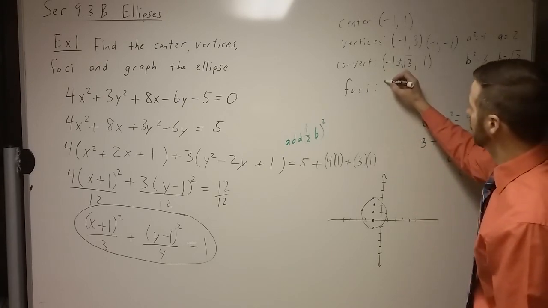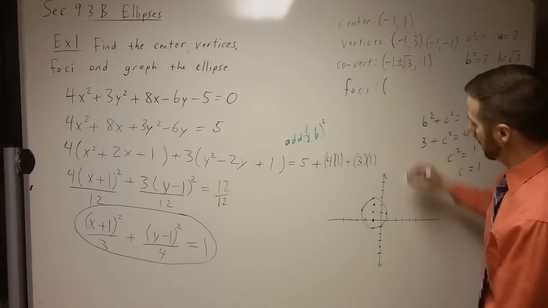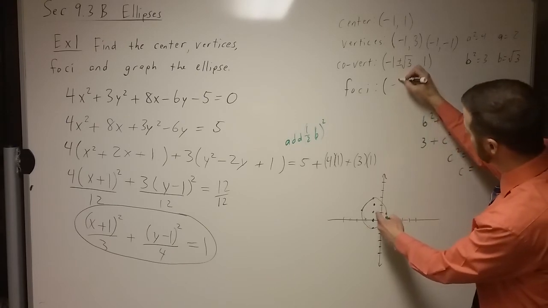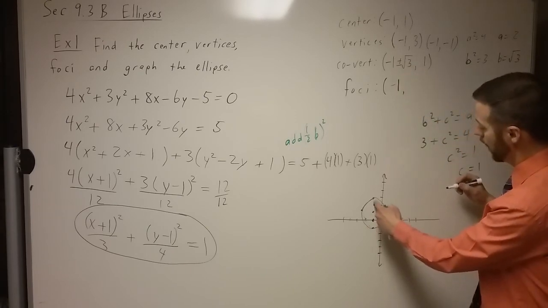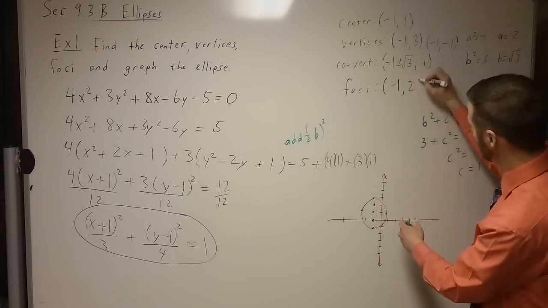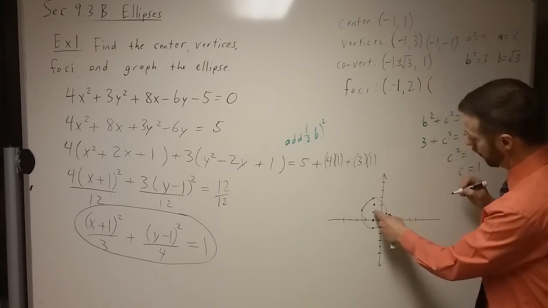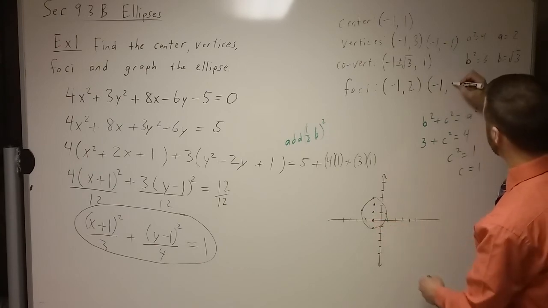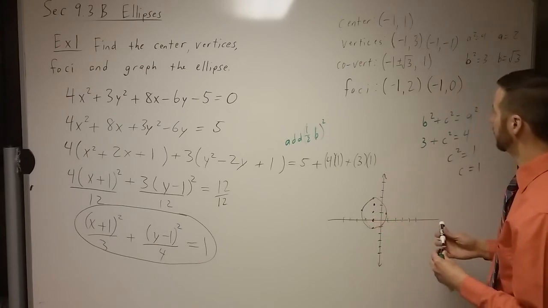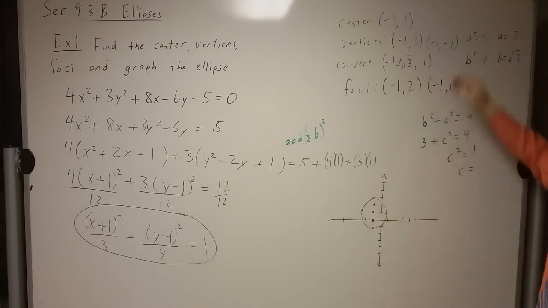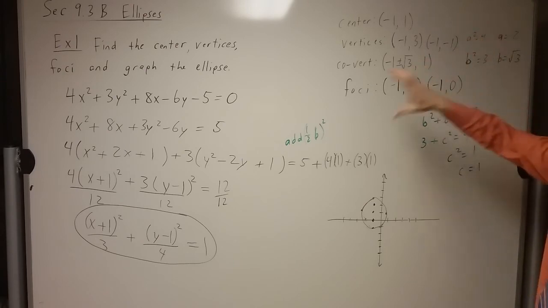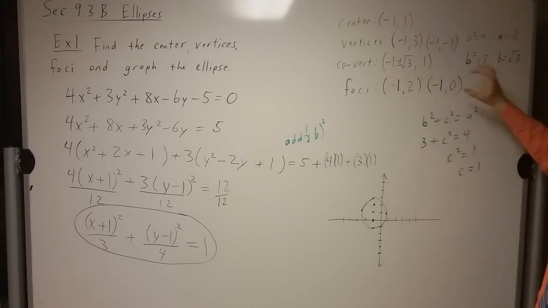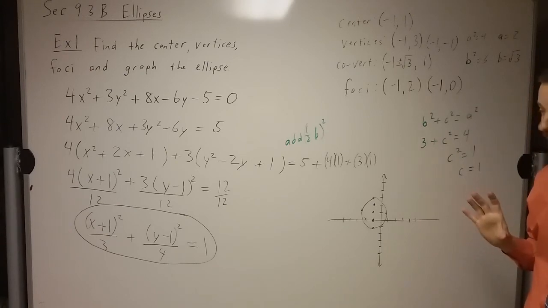And so to find these coordinates, I'm going to go over to -1, then I'm going to go up 1 from there, which puts me at 2. And then I'm going to go down 1 from there, and so that's -1 for the x, and down 1 puts me at 0 for the y. And so there are the coordinates of the center, vertices, co-vertices, which wasn't asked for but is helpful for the graph, and then the foci as well. All right, is that making sense, how we got that?